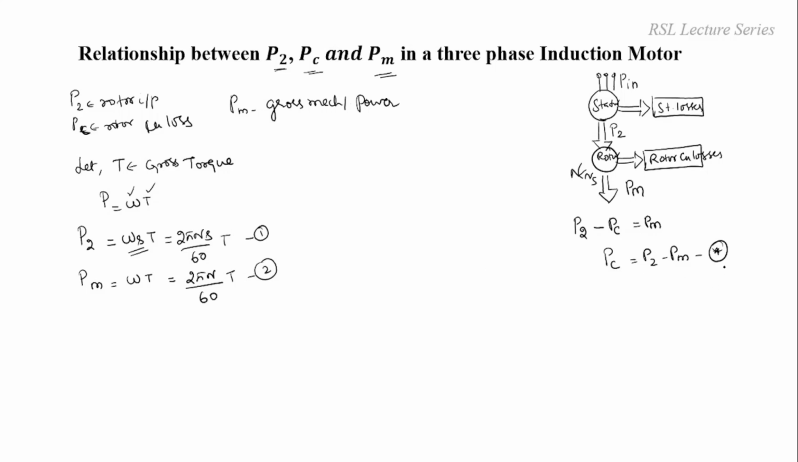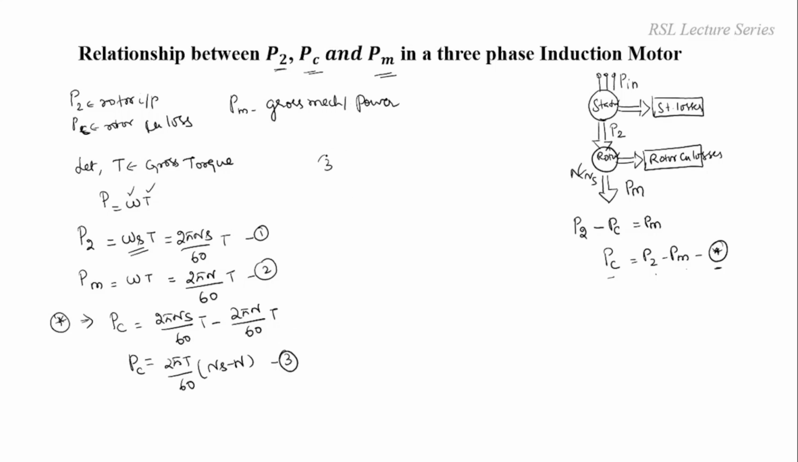Now from the star equation, we know that PC is equal to P2 minus PM. We will substitute P2 and PM in the PC equation. So PC will become 2 pi Ns by 60 T minus 2 pi N by 60 T. Taking 2 pi T by 60 outside, we get Ns minus N. This is PC, equation number 3.